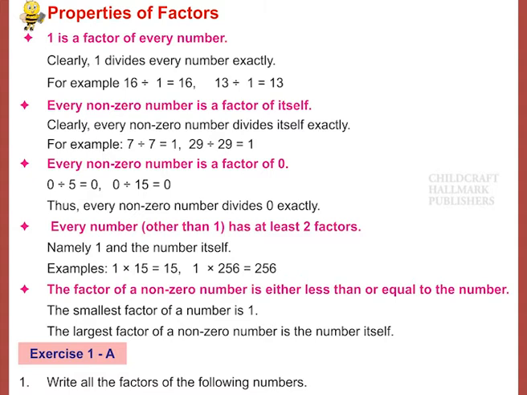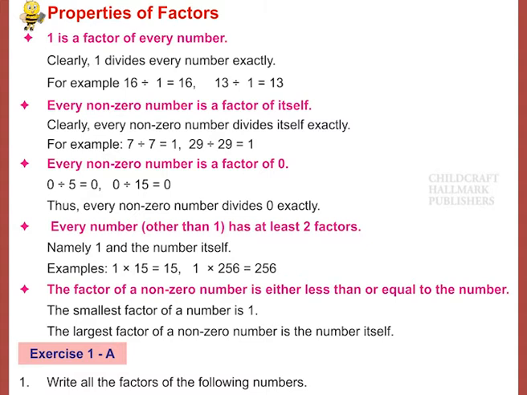Every non-zero number is a factor of 0. 0 divided by 5 is equal to 0. 0 divided by 15 is equal to 0. Thus, every non-zero number divides 0 exactly. Every number other than 1 has at least 2 factors, namely 1 and the number itself. Examples: 1 into 15 is equal to 15. 1 into 256 is equal to 256.